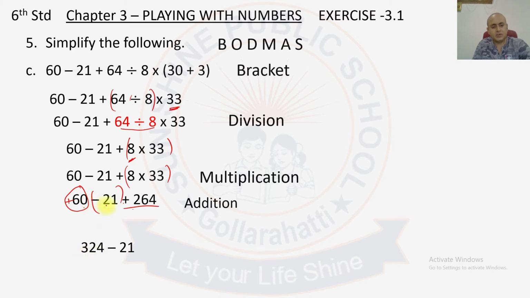Now minus 21 as it is. Now subtract. Last you have to subtract, 324 minus 21. The answer is 303. So this is the final answer.